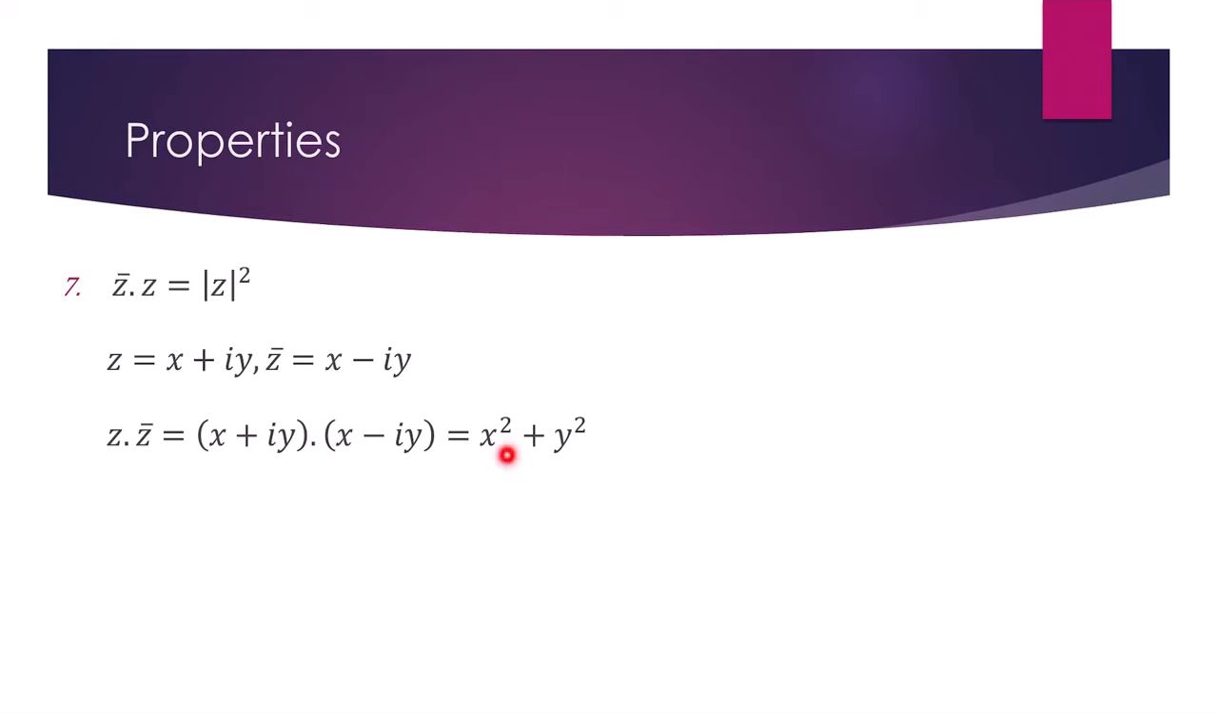So the imaginary part will be 0. What remains is x square plus y square. We know that this x square plus y square is nothing but modulus of z square. So we have z times z bar equal to mod z square.